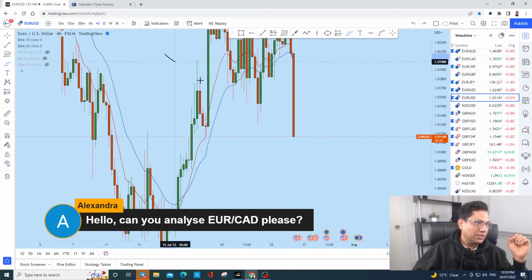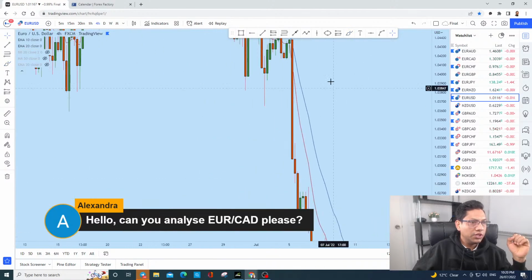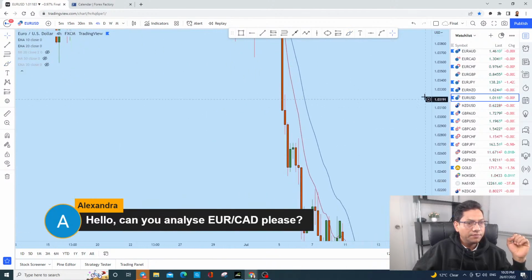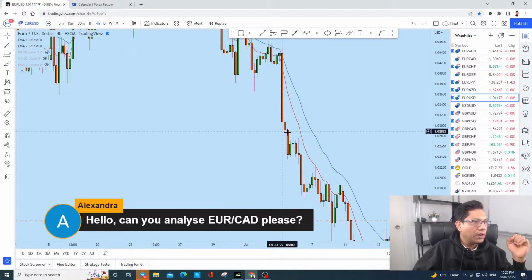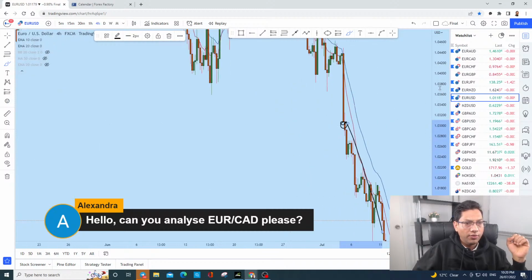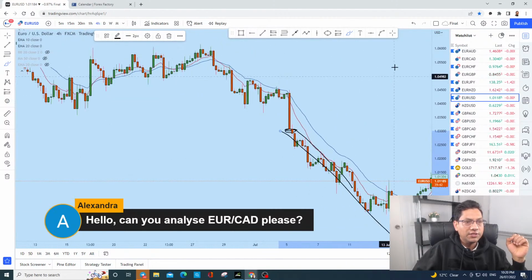What do I mean by this? Let me show you. You see this breakdown. Look at this strong breakdown followed by this doji here. You see, if you trade this doji, then what happened? Look at this. You see, that's how I trade.